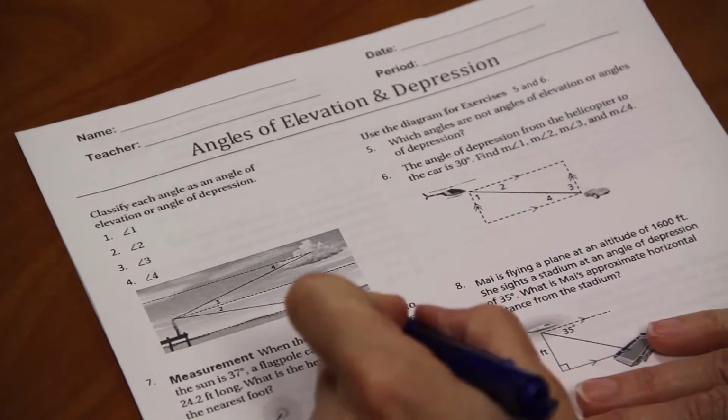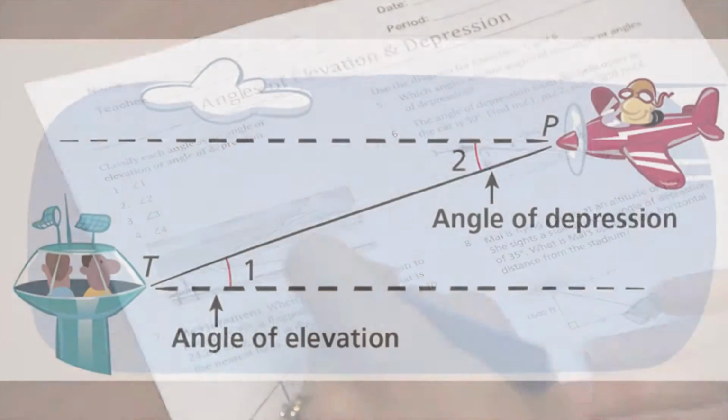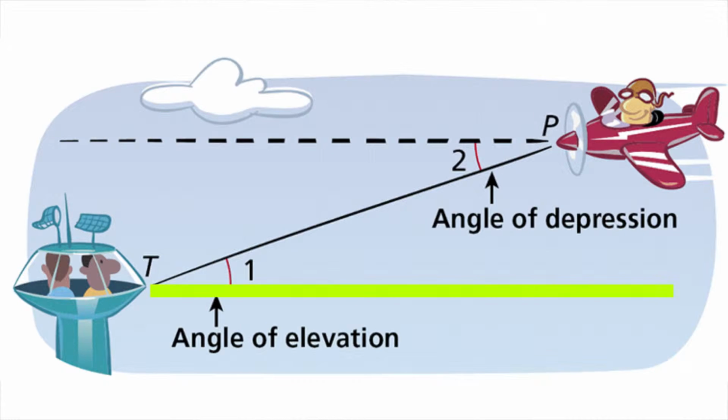So when we want to classify each angle as an angle of elevation or angle of depression, let's look at angle 1. And you really want to base it on that dotted horizontal line. On that dotted horizontal line, is angle 1 looking up or looking down? To me, it's going up because I'm from the boat looking up at the person. So this would be angle of elevation.